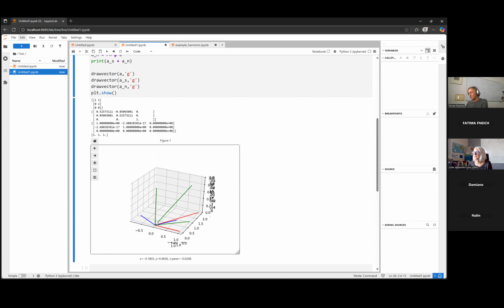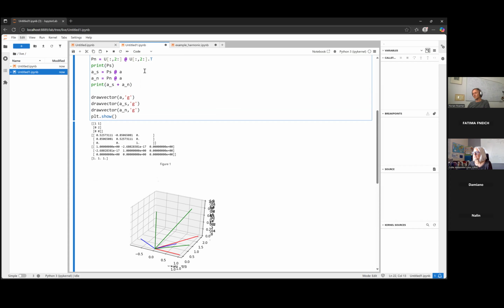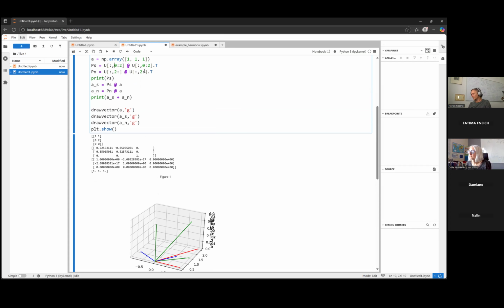So it was pointing out from the plane. And what happened with the projector is it got projected down on the plane, which is this vector, and decomposed into the part that's in the plane and the part that's sticking out from the plane. And this decomposition is that simple. It's just the two projectors here, PS and PN, multiplied, which you get from the columns of the SVD. Yeah. So it's really as simple as that.